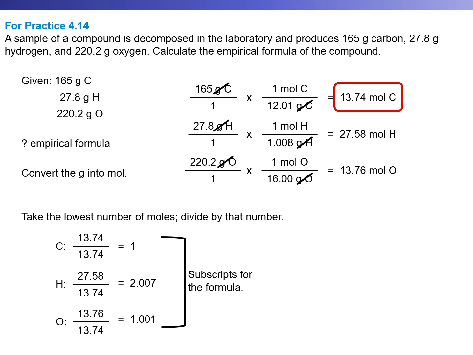So that means then that we're going to have one carbon in our formula. Hydrogen, we're going to have two of those. So there's our two hydrogens. And we're going to have one oxygen. And that's how we come up with our empirical formula.